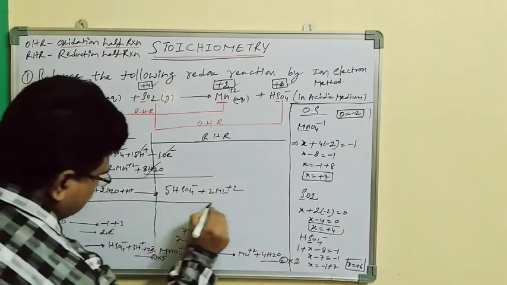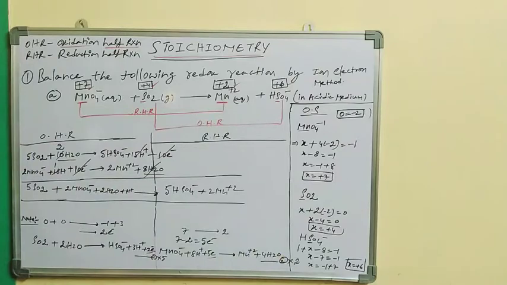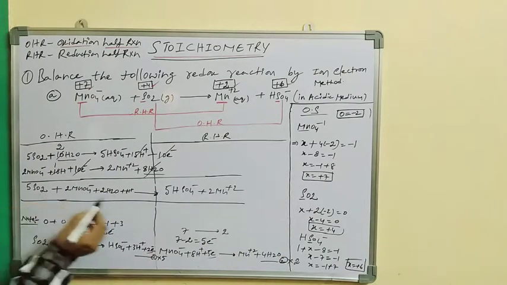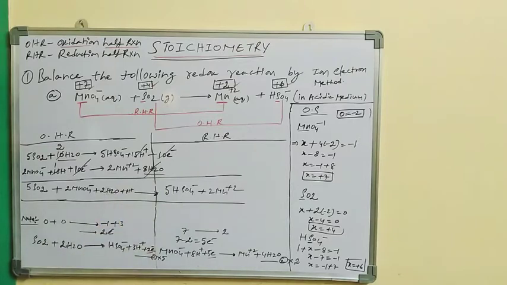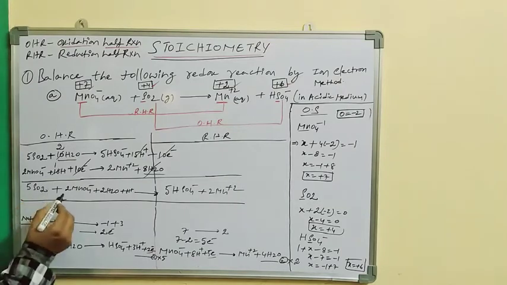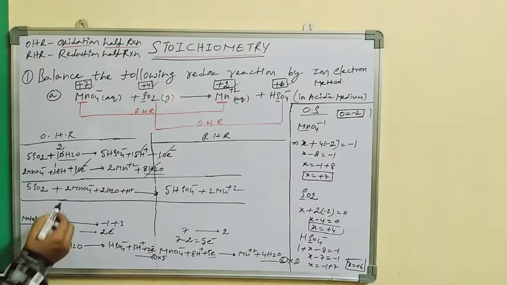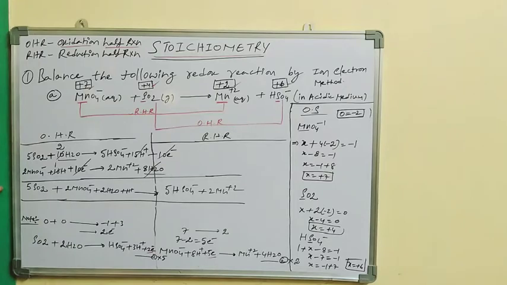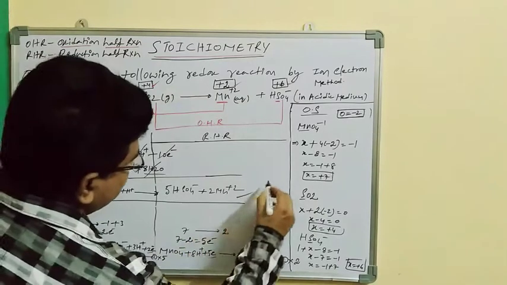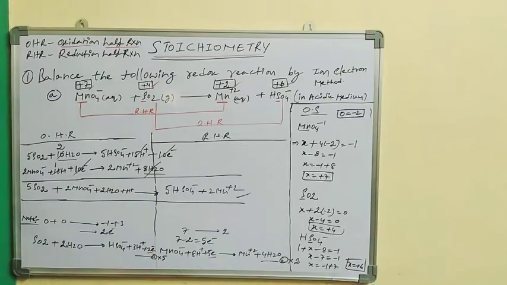I am showing whether this is correct or not. See here, how many sulfurs are there? 5 sulfurs. On the product side 5 sulfurs. How many oxygens? 5 twos are 10, plus 2 fours are 8, 18, plus 2, 20. 5 fours are 20. Oxygens balanced. Manganese: 2 manganese on both sides. So all atoms are balanced. This is the balanced equation we got in acidic medium.